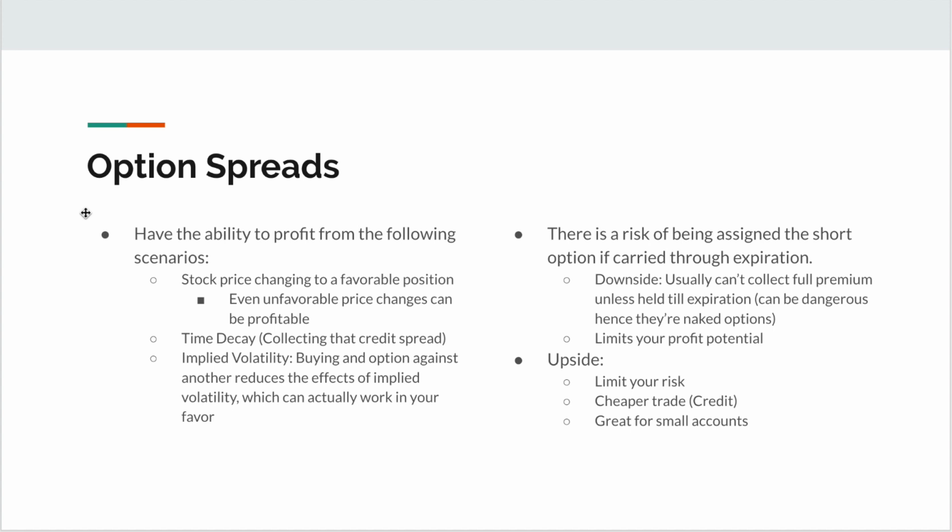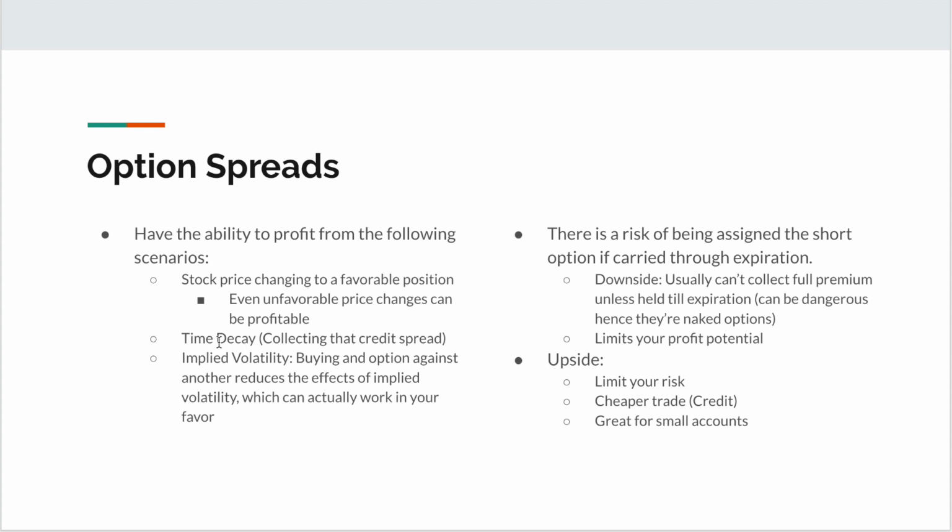So how do you profit from option spreads? They have multiple ways in which you can profit from them. If the stock price changes to a favorable position, then you will make profit out of that trade, as long as it goes towards the position that you had initially predicted. Even if the price of the stock goes to an unfavorable price, you can still make money. We'll talk about how you do that in the later parts of this chapter.